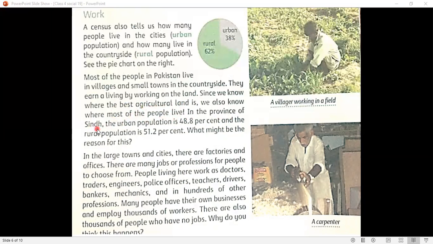In the province of Sindh, the urban population is 48.8% and the rural population is 51.2%. So here is the difference. Urban population is 48.8% in Sindh, and rural population is 51.2%. What might be the reason for this?